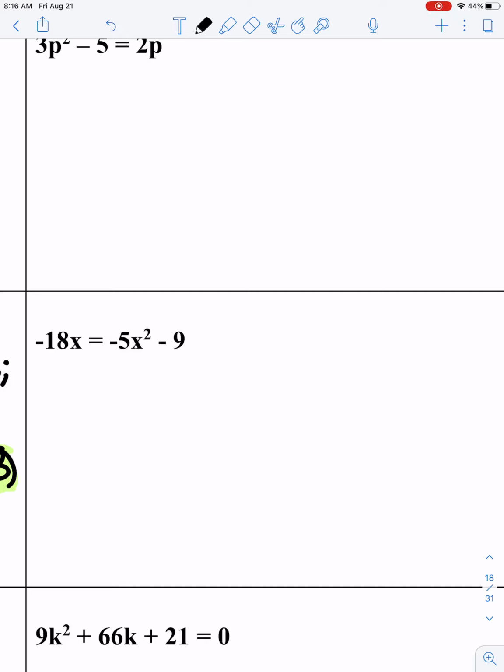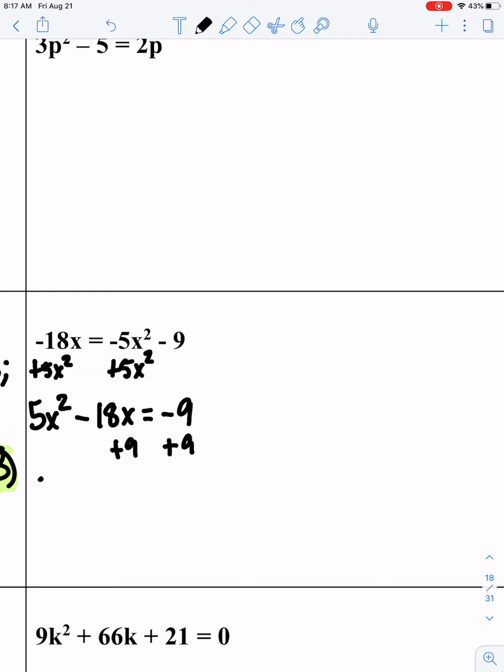So negative 5x squared, I can move it to the left by adding. When I do, I have 5x squared minus 18x equals negative 9. Again, it's still not equal to 0, so the opposite of negative 9 is plus 9. Then I have 5x squared minus 18x plus 9 equals 0, so I can actually start the problem. Also, the correct way to write polynomials or any kind of function is from the highest degree to the lowest degree. That's why I put the 5x squared in front of the minus 18x.